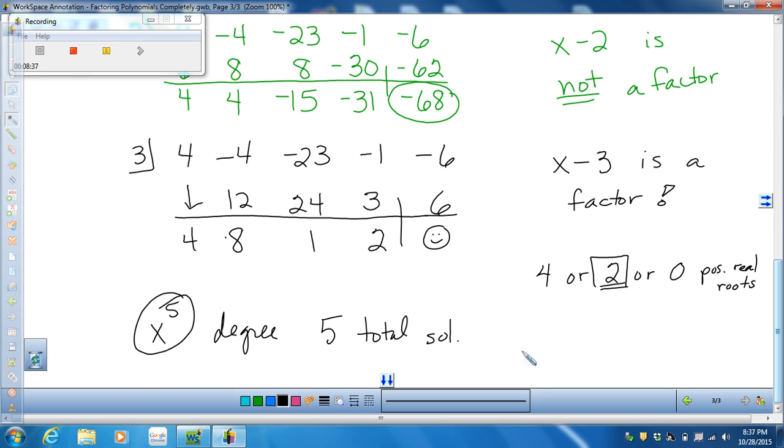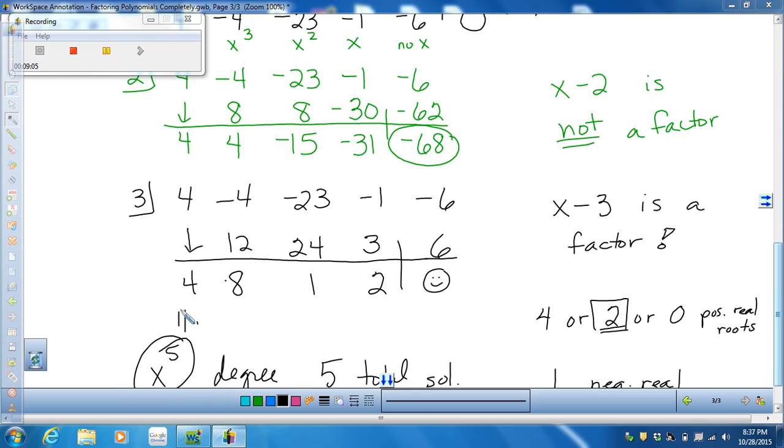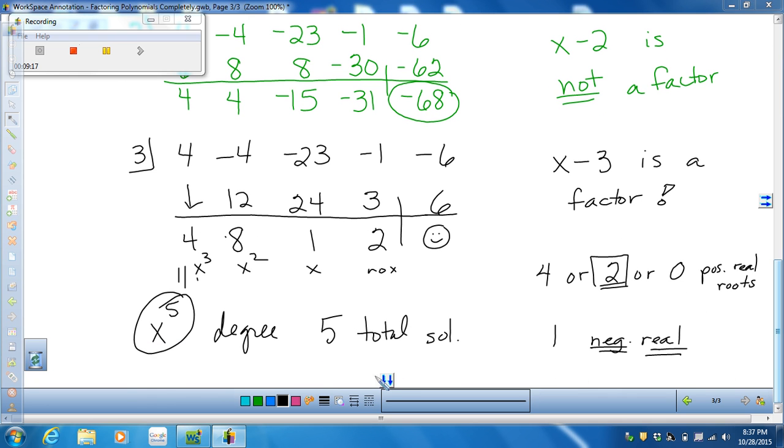So because of that, 2 of those I already know are positive real roots. And I know I have to have 1 negative real root. We already discovered that with Descartes' rule of signs. So I'm going to go ahead and go find that negative real root and then see what's left over. Okay. Remember that this corresponds to x to the 3rd. So this is my x to the 3rd term, this is my x squared, my x, my no x, and the remainder, which was 0. And it's always a happy face when we get a 0 as a remainder.